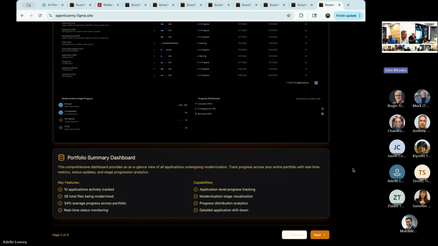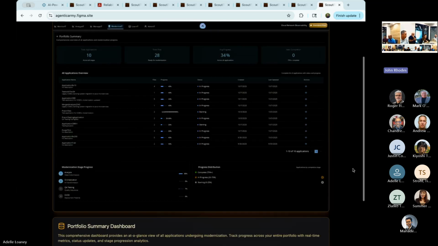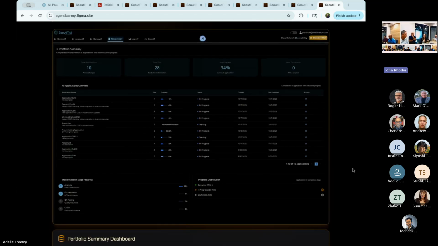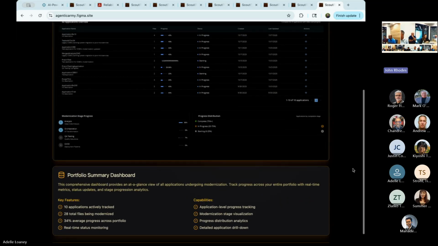And so apologies again, it's in dark view. On our website, it would show up white, and so those colors would pop a little bit more. And so we listed a couple of key features and capabilities that we're going for. Applications that are actively tracked, total files being modernized, 34% average progress across portfolio, real-time status monitoring. So this is the dream.